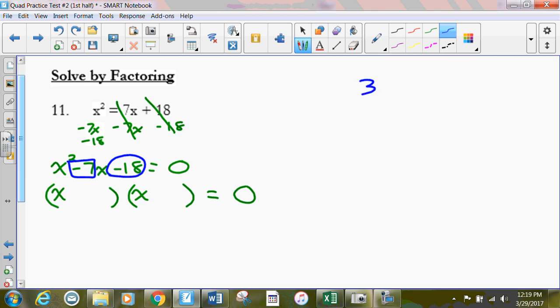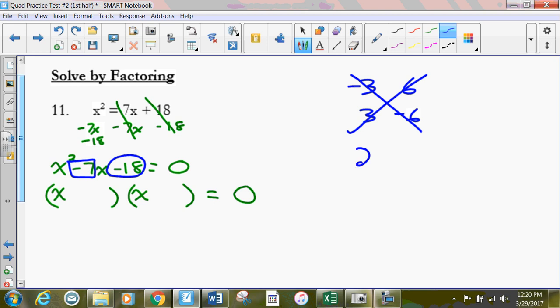I think about 3 and 6. Well, 3 times 6 is a positive 18, so I know instead one of them needs to be negative. So it's either negative 3 times 6 or 3 times negative 6. Let's stop and see. Will negative 3 plus 6 or 3 plus negative 6 add up to negative 7? No. Okay, let's move on.